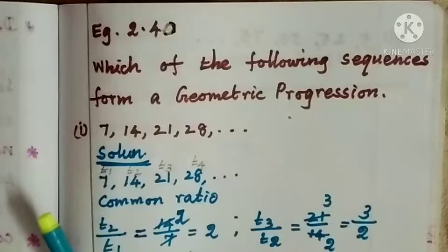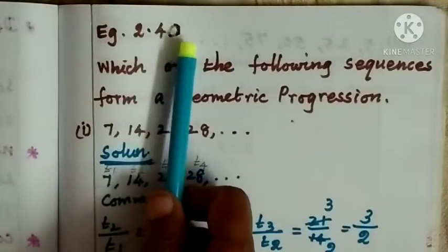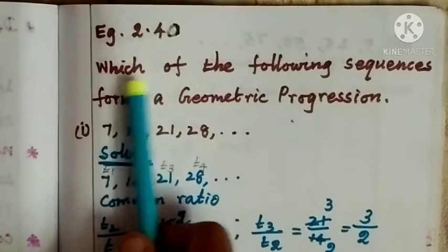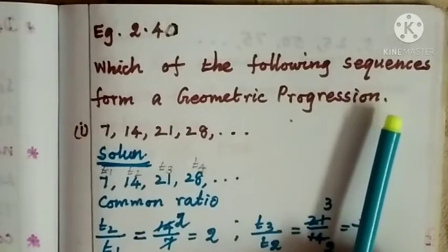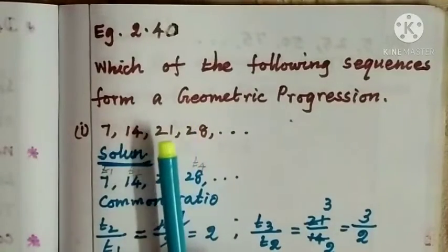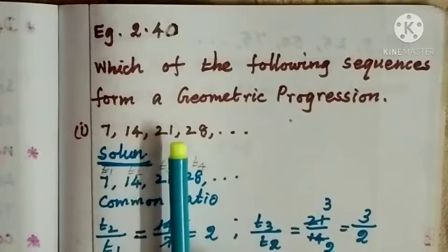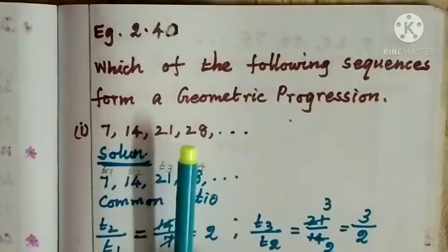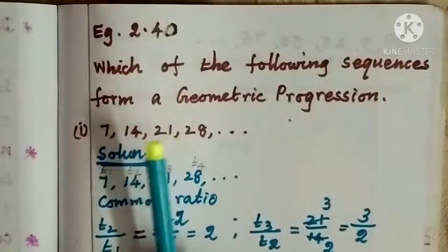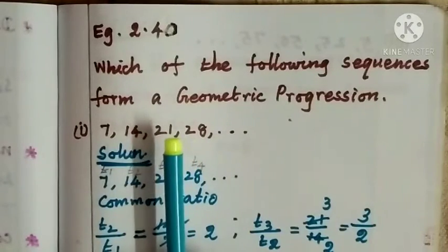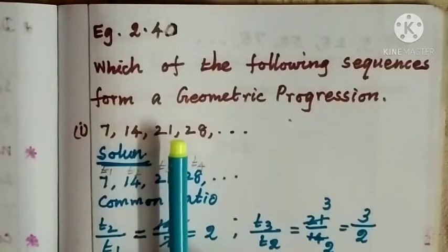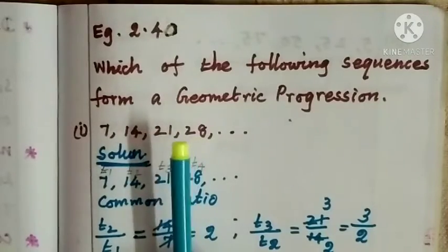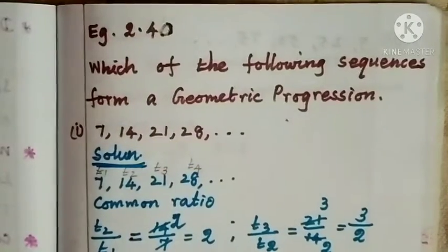Now let us do the examples of exercise 2.7. See the question, example 2.40. Which of the following sequences form a geometric progression? In this question, a sequence is given. We have to check whether it is a GP or not. For that, you have to check the common ratio. If the common ratio of the consecutive terms is equal, it is a GP, otherwise it is not a GP. Let us do the solution.